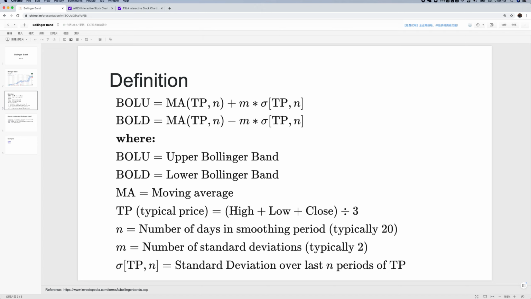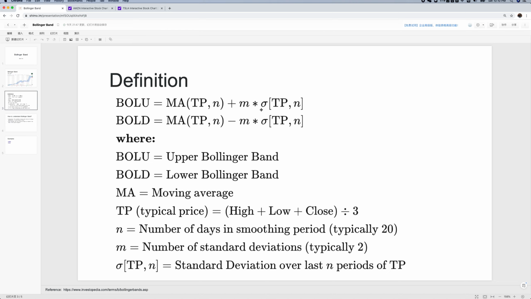That's why we introduce the upper band and lower band. The upper band will be m times sigma of something. Sigma stands for standard deviation over last n periods of TP. TP means typical price, and typical price is just the average of the high price, low price, and close price of a certain period in a single unit of time. So sigma is the standard deviation of the price from the last n periods. So what does that mean? It means how volatile the current asset is. And m is usually set to be 2.